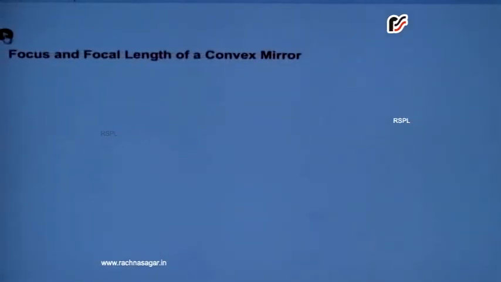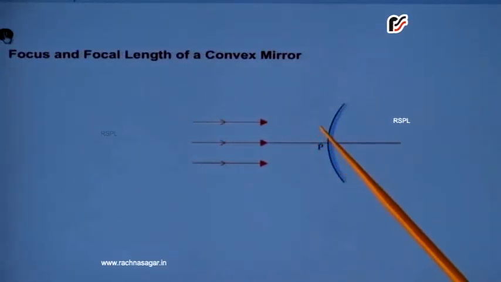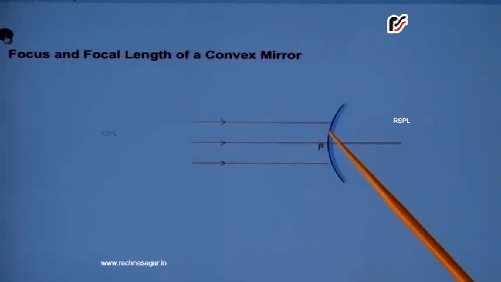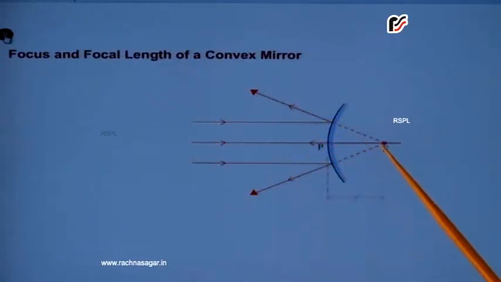Focus and focal length of a convex mirror. Take a convex mirror, draw the principal axis with the pole P of convex mirror, a parallel beam of light coming towards the reflecting surface of convex mirror. They diverge and appear to meet at point F, or they appear to diverge from point F. The point F is the focus of convex mirror. The distance between focus and pole is known to be the focal length of convex mirror.